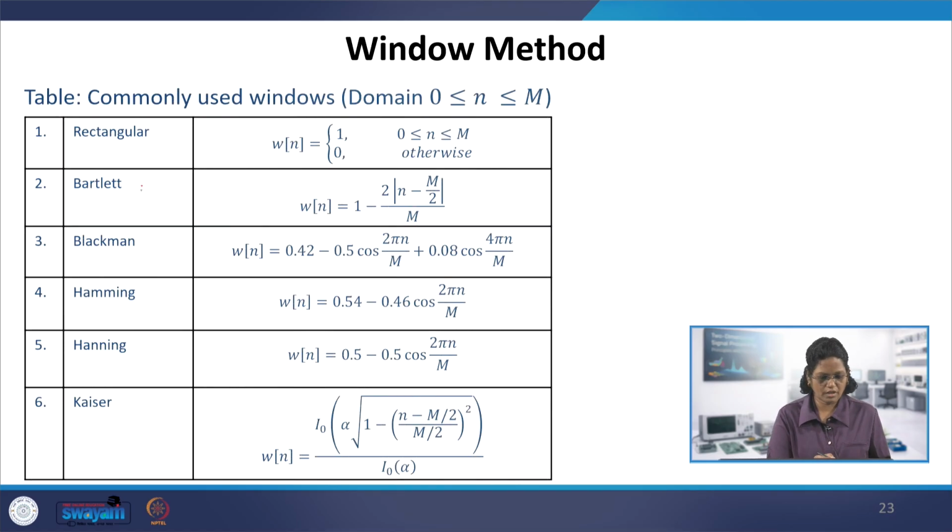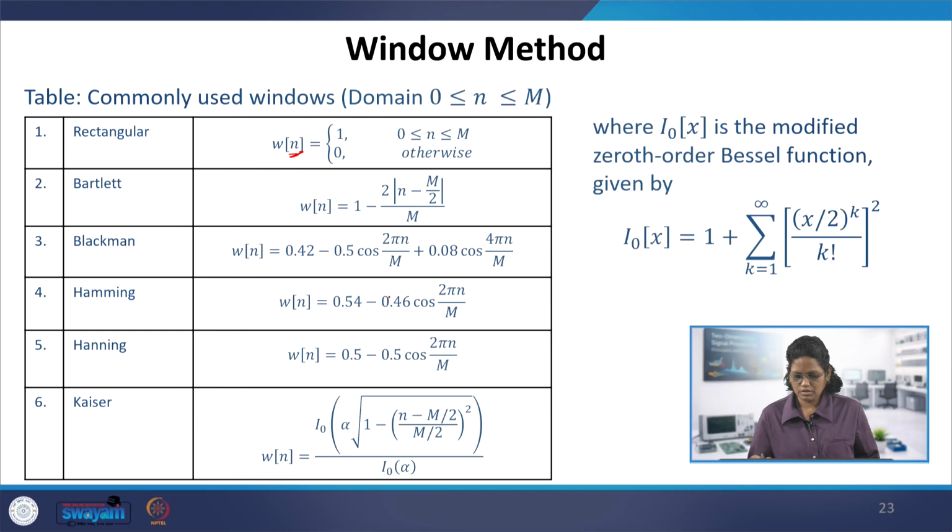So the common windows are given: rectangular window, Bartlett, Blackman, Hamming, Hanning and Kaiser windows, and their functions in n. These are 1D windows. This is for reference to use these windows, and I naught of x is the 0th order Bessel function, defined as I naught of x equal to 1 plus the sum for k varying from 1 to infinity of (x by 2 to the power k, divided by k factorial) whole square. So this x is nothing but alpha times the root of 1 minus ((n minus M by 2) by (M by 2)) squared, where M is the number of samples taken in the window.